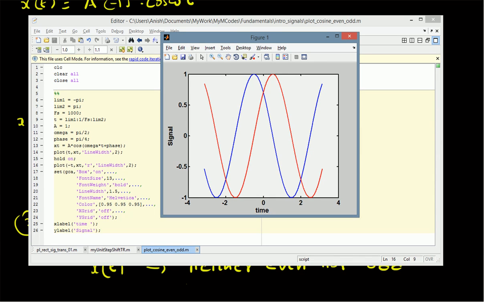In other words, if the cosine signal has a phase term and the phase term is not equal to a multiple of pi by 2, then both the terms actually contribute to the signal. So that means it's a combination of an even and an odd signal. And the combination is obviously not either even or odd. That is, it is neither even nor odd.